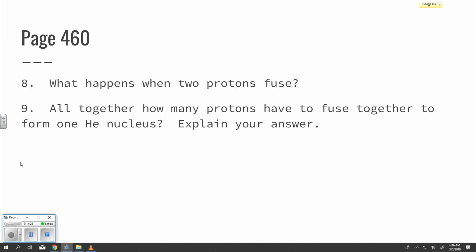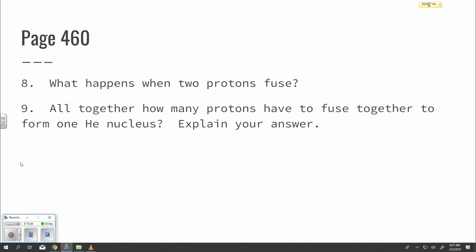Altogether, how many protons have to fuse together to form one helium nucleus? Explain your answer. Looking at the diagram, there are 4 protons in step 1 that fuse together to form one proton and one neutron. So you have 2 of those. As they move into step 2, they fuse with another proton, giving us a total at that point of 6 protons that form together. So your answer for number 9 is 6.